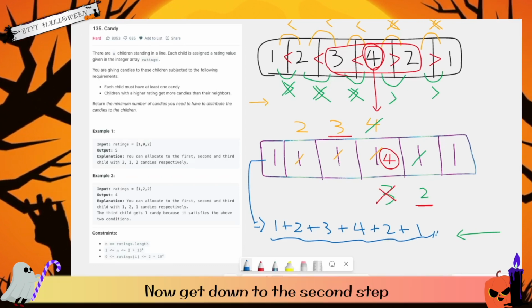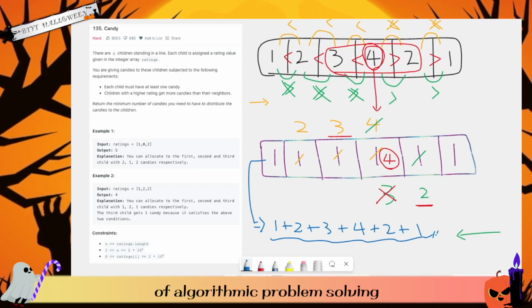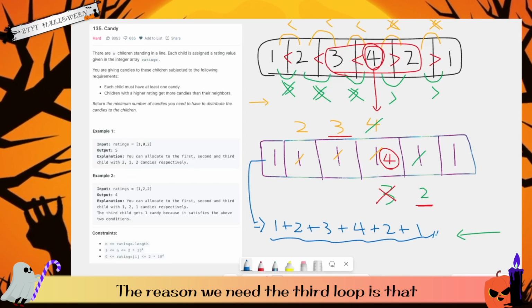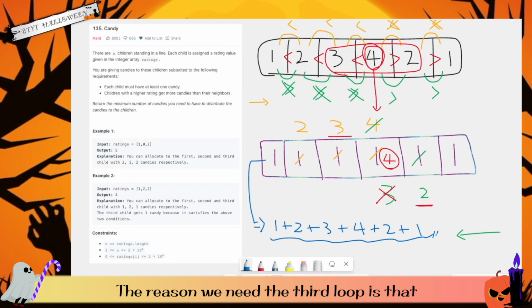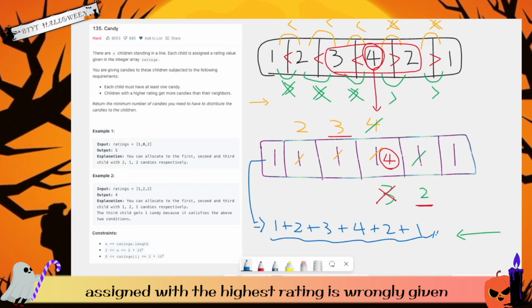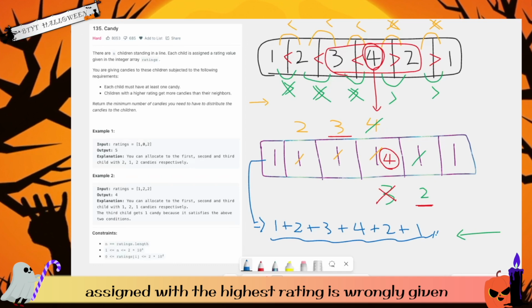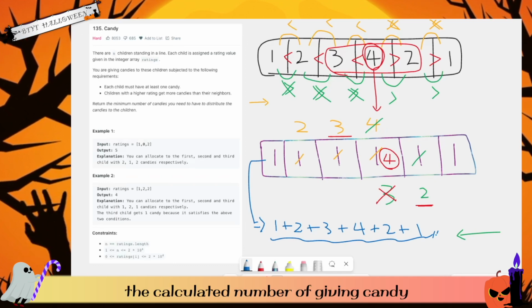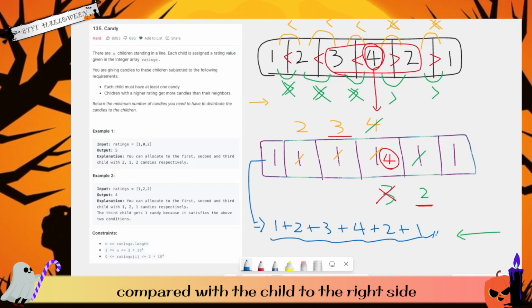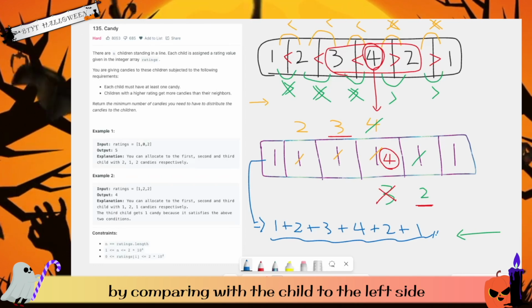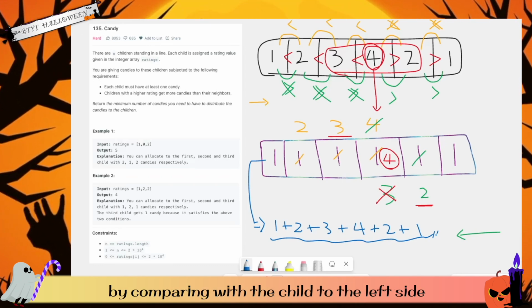Okay, now get down to the second step of algorithmic problem solving: optimize the solution. The reason we need the third loop is that there is a case where the candy for the child assigned the highest rating is wrongly given, because during the second loop, the calculated number of candies compared with the child to the right side overrides the candy count calculated by comparing with the child to the left side.